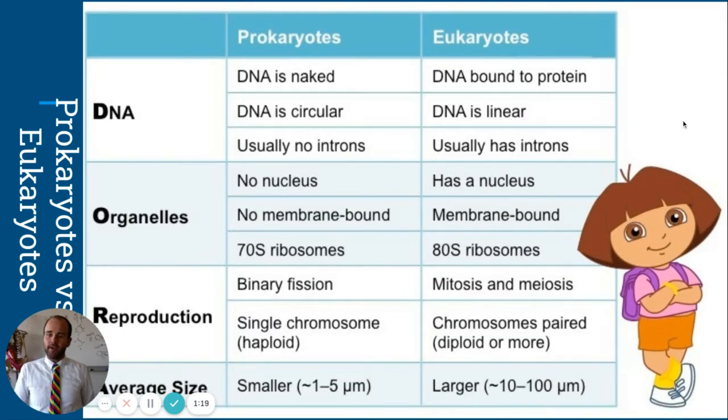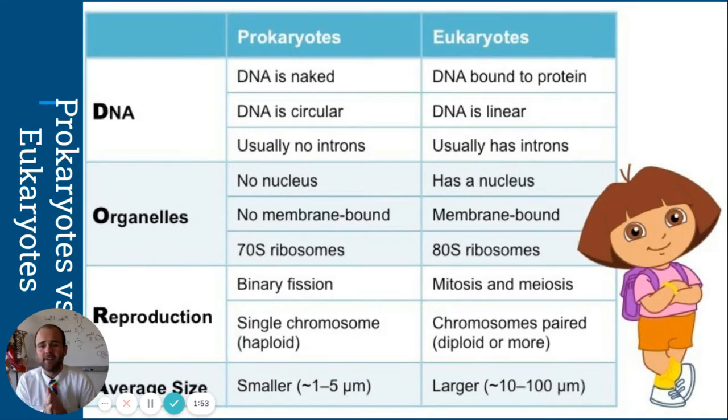So DORA here will tell us the differences between eukaryotes and prokaryotes. D for DNA. In prokaryotes, the DNA is circular and it's naked. It's just out in the open. Whereas in eukaryotes, it's bound by proteins, it's linear instead of circular, and it usually has introns, which are these non-coding regions that break up genes that'll be excised when we're reading the DNA.